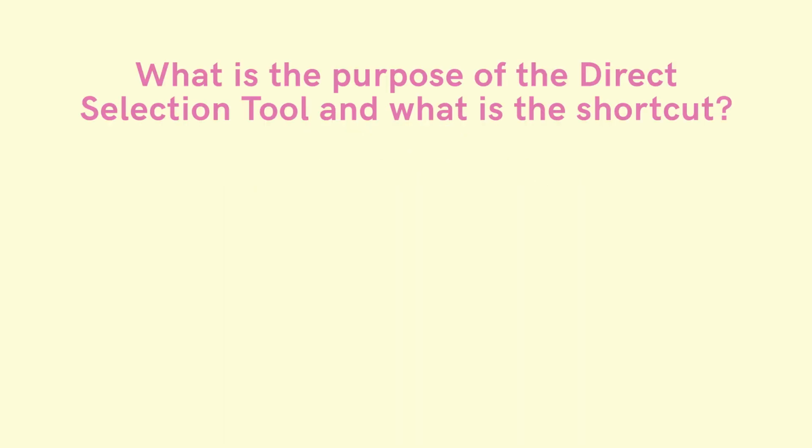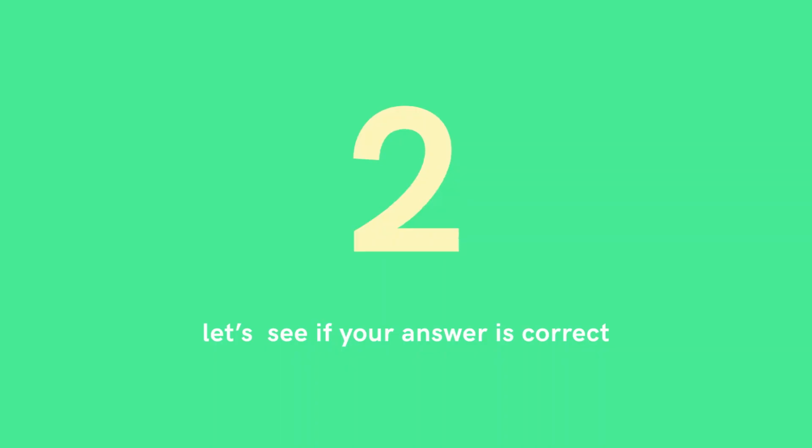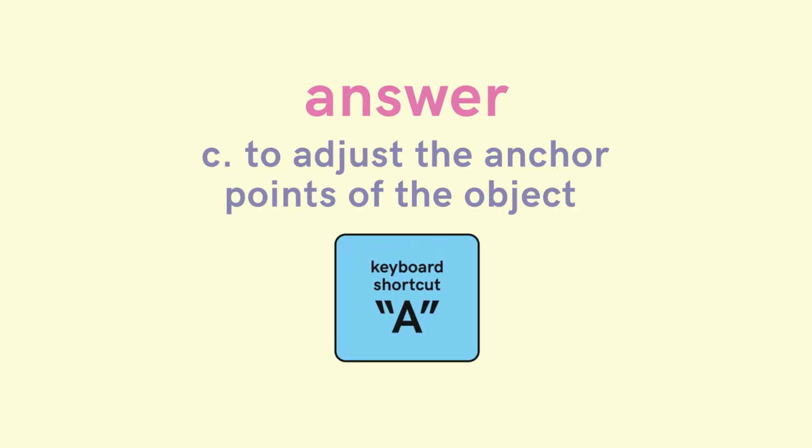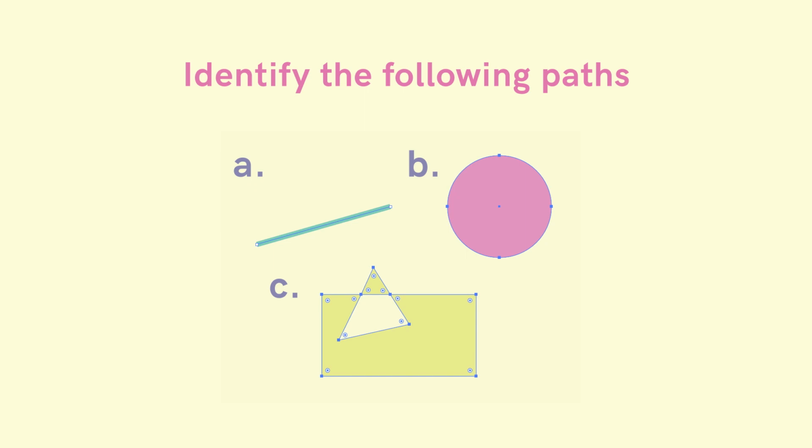Number 2. What is the purpose of a direct selection tool and what is the shortcut? A. To move the object. B. To duplicate an object. C. To adjust the anchor points of the object. Number 3. Identify the following paths.